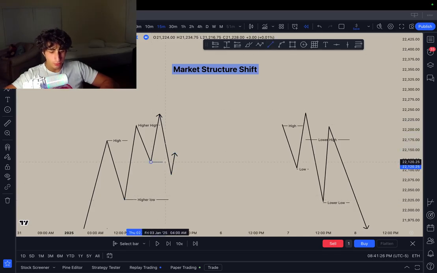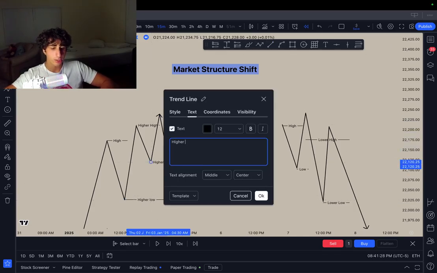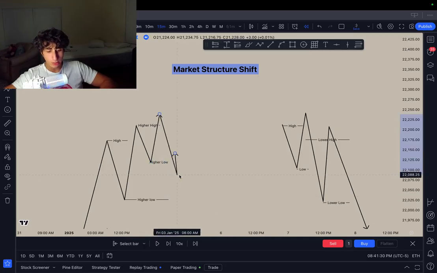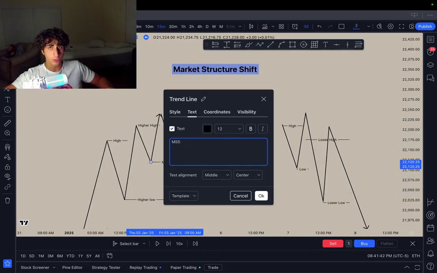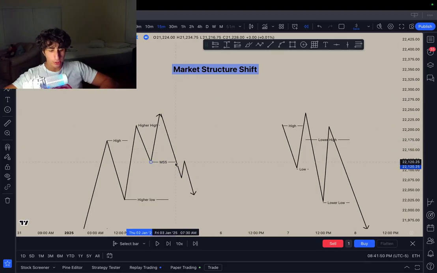So if we're in bullish price action and we have a higher low right here, if we have a body closing below the higher low of this candle, then this is going to be a market structure shift. We have a closure below that, and this is a market structure shift, okay? Anyways, this is a bearish market structure shift, right?